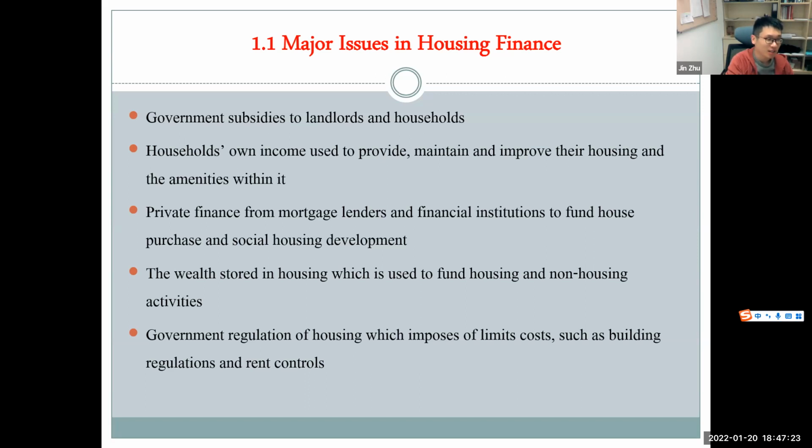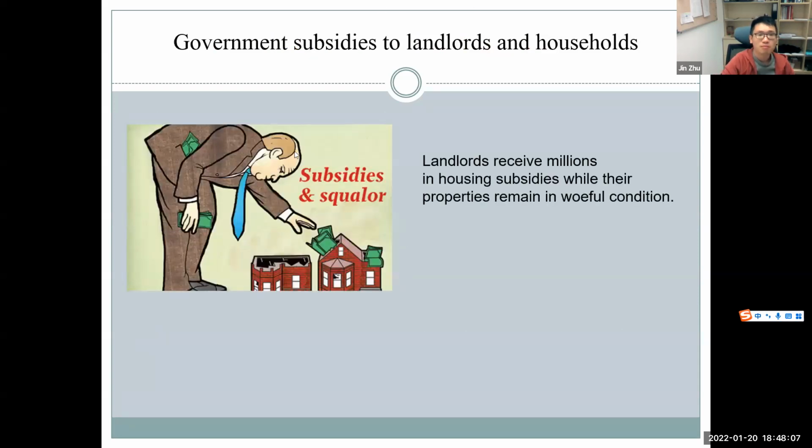So as I mentioned, it's not just individual home buying. It's also about the project finance, for example, the social housing project, the public rental housing projects, and also the wealth stored in housing, which is used to fund housing and non-housing activities. So if you have a dwelling, you have a property, you may use it to leverage more money, right? And also it's about the government regulations of housing, which imposes limits and costs, such as building regulations and rent controls. So yeah, let's go through these issues.